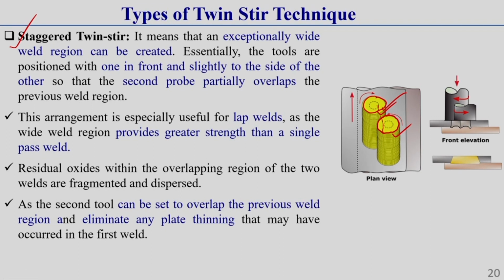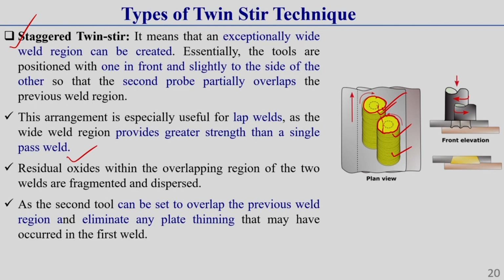This arrangement is especially useful for lap welds. This you should keep in mind. As the weld is wide in a lap joint, the wide weld region provides greater strength than a single pass weld. In a lap joint, the wider the weld region, the greater the strength. And in this partially overlapping region, if there is any residual oxide, it can be fragmented and dispersed by the second tool.